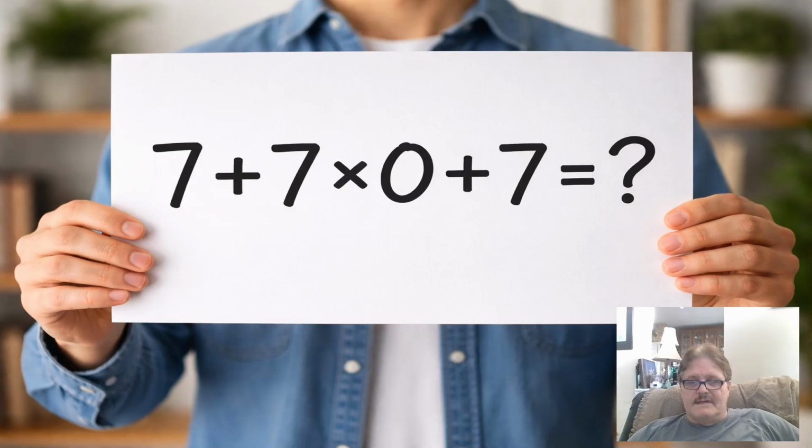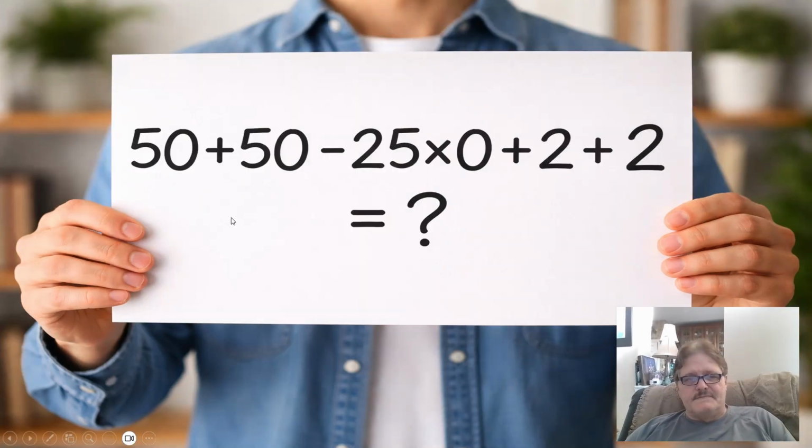All right, guys, this is going to be a little bit different video. I'm going to have a chat with AI about a couple of mathematics problems that I see online a lot. First one here is 7 plus 7 times 0 plus 7. And we've got another one. All right, here's our other problem. It's 50 plus 50 minus 25 times 0 plus 2 plus 2.